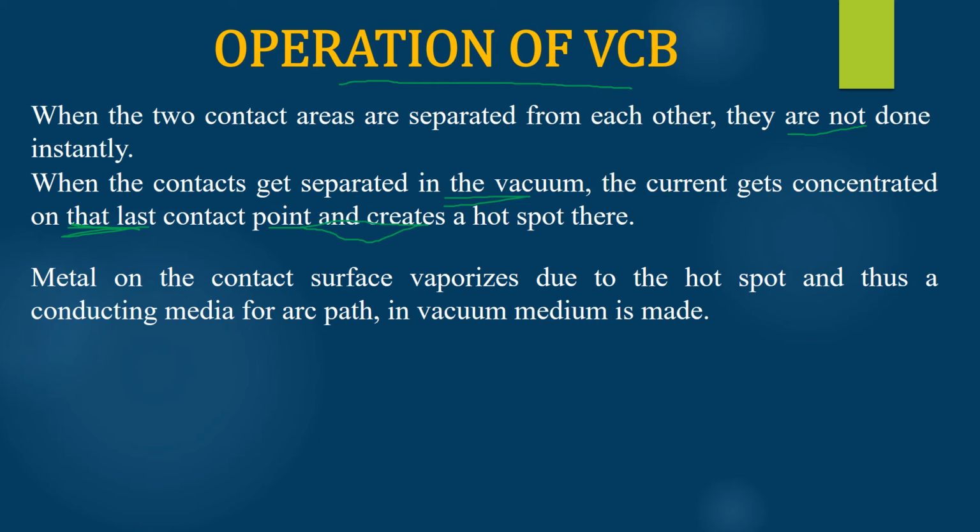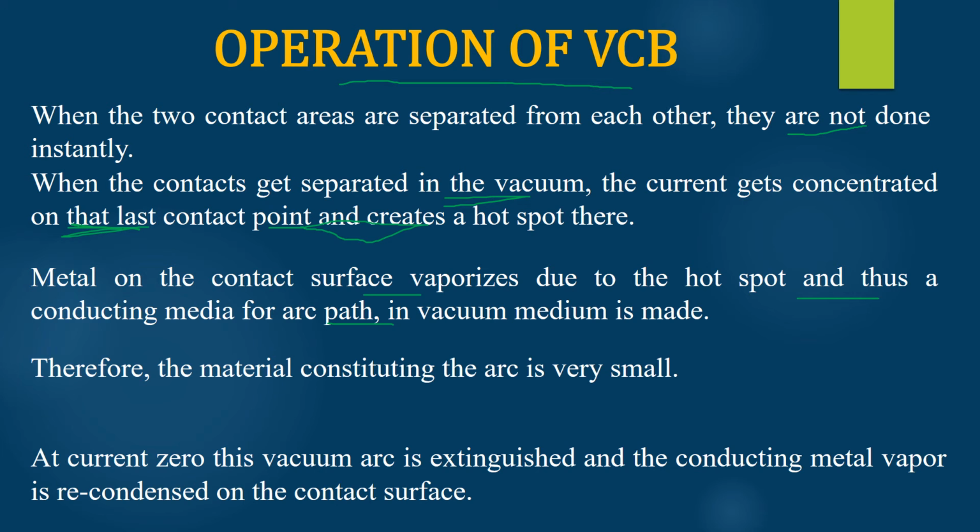Due to this hotspot, the metal on the contact surface vaporizes, and thus a conducting media for the arc path in the vacuum medium is made. Due to this, the material constituting the arc is very small, and thus a feeble arc gets established during high current interruption. Now, at the current zero position, this vacuum arc is extinguished and the conducting metal vapor is recondensed on the contact surface.